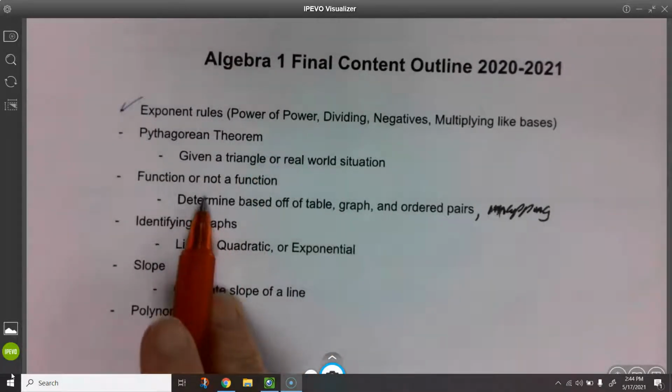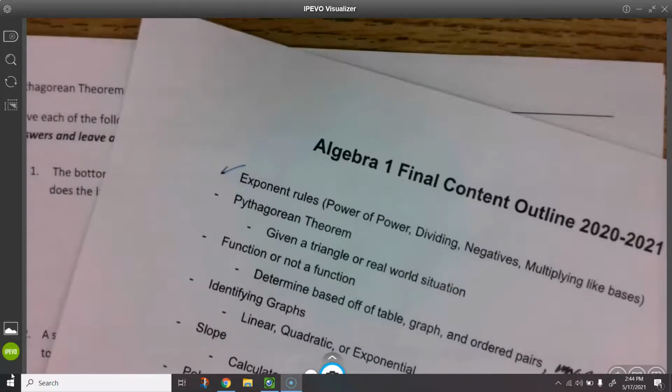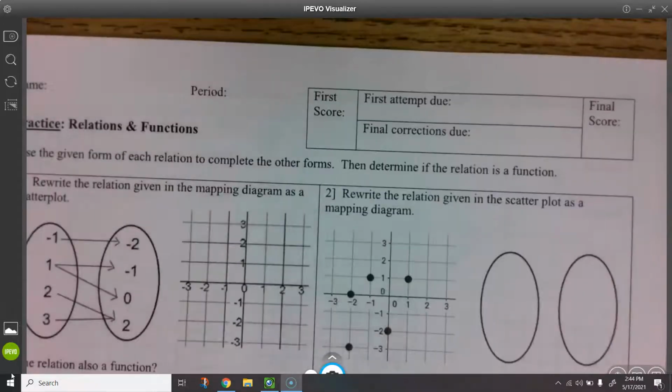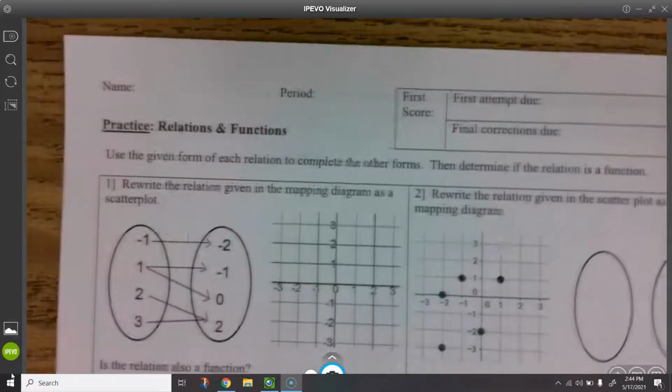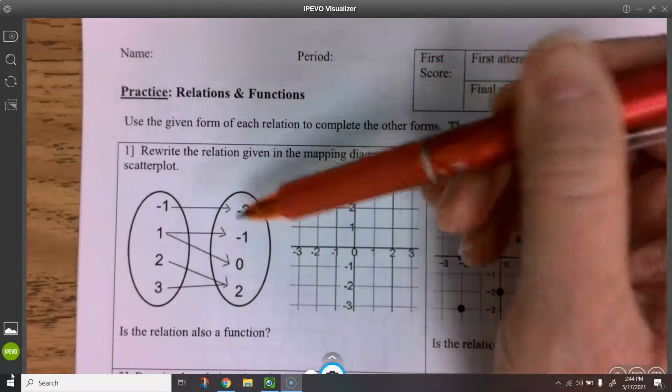Function or not a function, based on a table, graph, ordered pairs, or mapping. So I found some on the internet. We're just going to look at those. This is a mapping. Okay? Negative 1 goes to negative 2. Oh, wait a second.